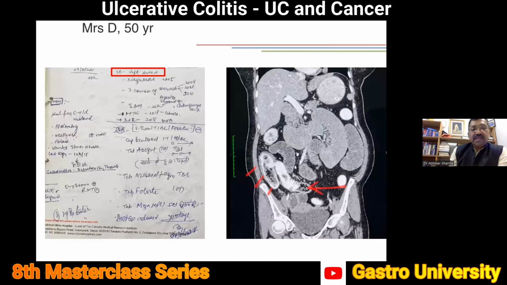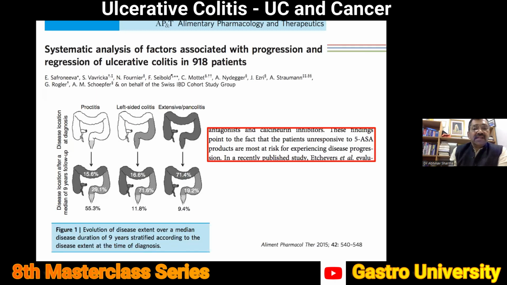Now, coming back to our patient, this lady has left-sided ulcerative colitis. Then why did the cancer occur on the right side? On this, again, I looked at the literature. There is enough data. This is a systematic analysis, and a significant proportion of left-sided colitis patients eventually, in this study with a follow-up of 9 years, go on to develop pancolitis. They evolve into pancolitis, and more so if they are unresponsive to 5-ASA or if there is ongoing inflammation, then they may progress to pancolitis.